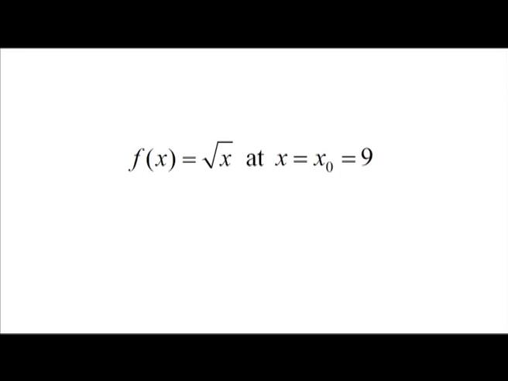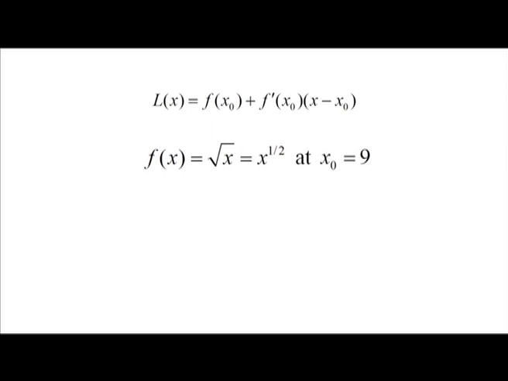As an example, we find the local linear approximation of f of x equal to square root of x at x naught equal to 9, and use it to approximate square root of 9.02, square root of 8.82 and square root of 10. We evaluate the equation L of x equal to f of x naught plus f prime of x naught times x minus x naught for f of x equal to square root of x, which is equal to x raised to half, at x naught equal to 9.